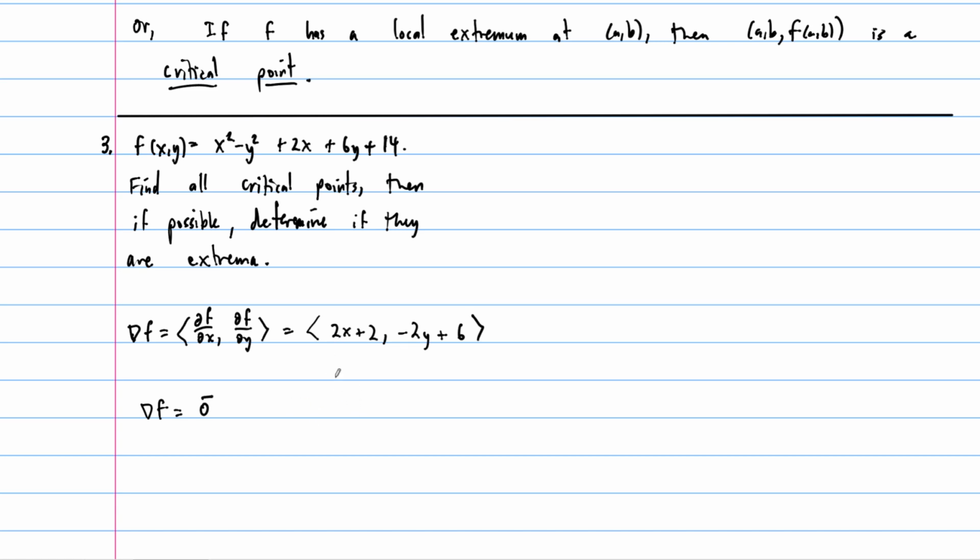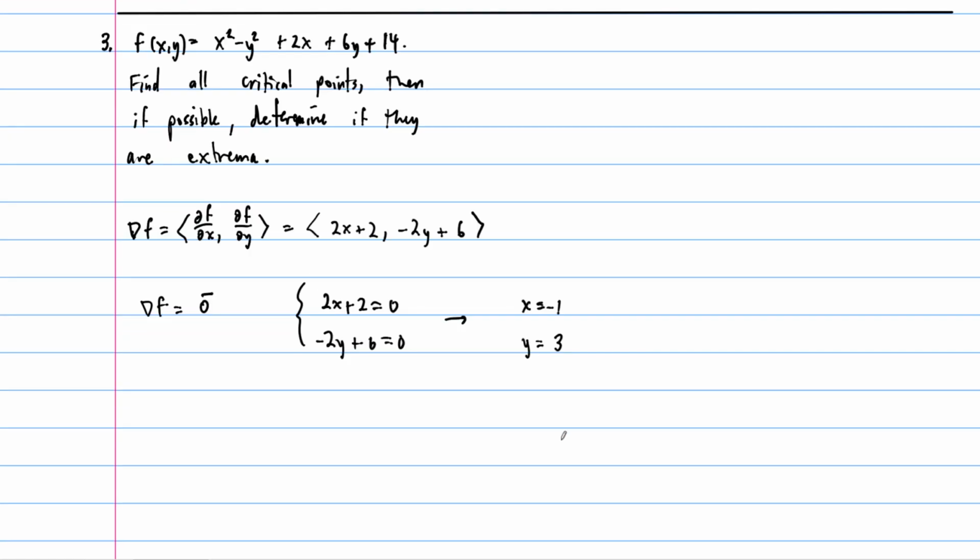So the only possibility here is that our gradient vector could equal the 0 vector. At this point, we can set the components equal to 0. We get two equations: 2x plus 2 equals 0, and negative 2y plus 6 equals 0. This is technically a system of two equations and two unknowns, but each equation is in a single variable. So x has to be equal to negative 1, and y has to be equal to 3. We get one critical point, which for this function f is (negative 1, 3).